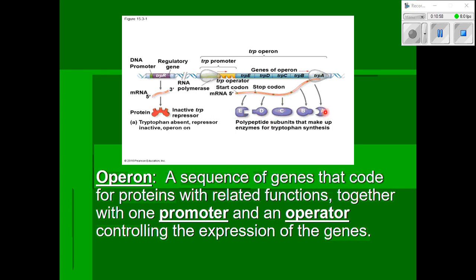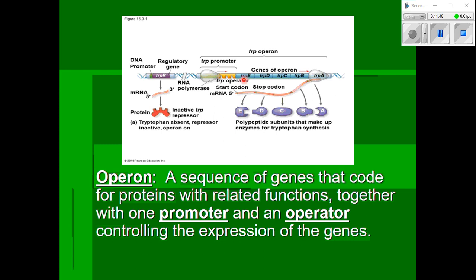So all five of these polypeptides work together in the E. coli cell to do something, some kind of related function. In this particular case, these five polypeptides are joined together to make up three different enzymes. What is the job of those enzymes? Tryptophan synthesis. So these proteins are all involved in the making of tryptophan. Now remember, we just talked about the fact that E. coli doesn't always need to make tryptophan. It only needs to make tryptophan when it doesn't have enough of it.